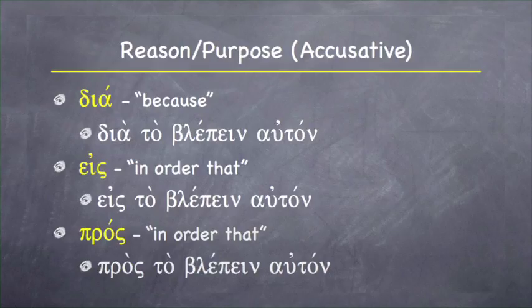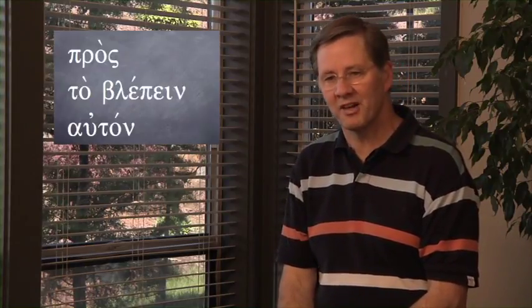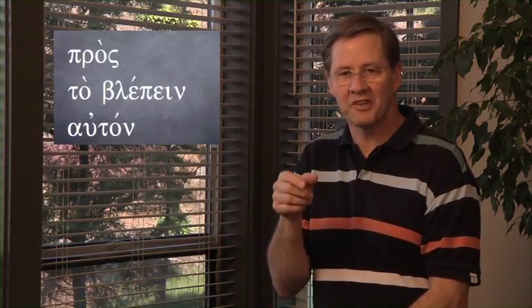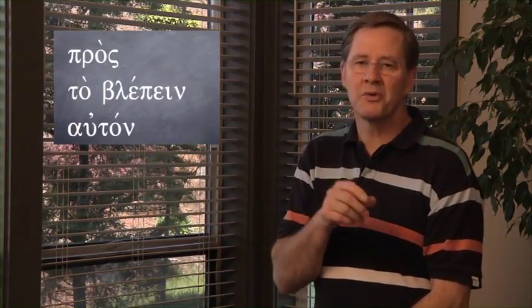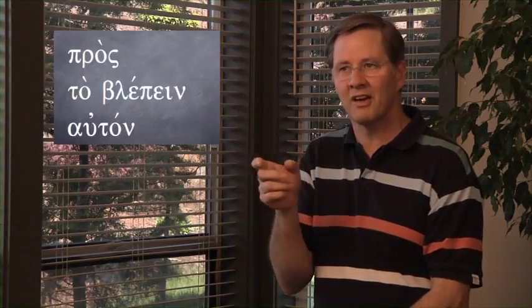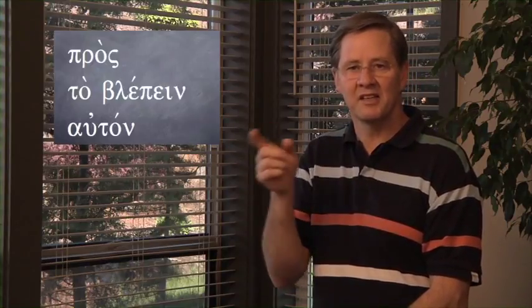because. Okay, the second preposition that's going to occur like this is ace, and ace is indicating purpose. And so you're going to say on your vocabulary card, ace with an articular infinitive, and flip it over, and it's going to say, in order that. So if you have ace ta blepein auton, it's in order that he sees. Okay? Okay, the third preposition that will occur like this is pros. And pros with the articular infinitive, again, means in order that. So if you have pros ta blepein auton, it's in order that he sees.